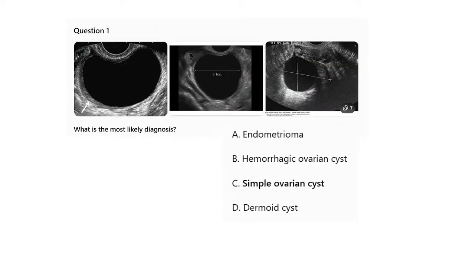Question number 1. What is the most likely diagnosis for this type of cyst? A. Endometrioma. B. Hemorrhagic ovarian cyst. C. Simple ovarian cyst. D. A dermoid cyst. What name is given to this type of cyst? Is it an endometrioma, a hemorrhagic ovarian cyst, a simple ovarian cyst, or a dermoid?